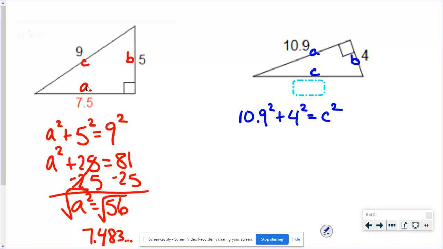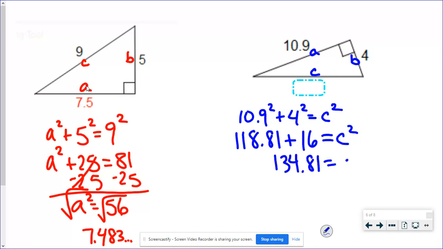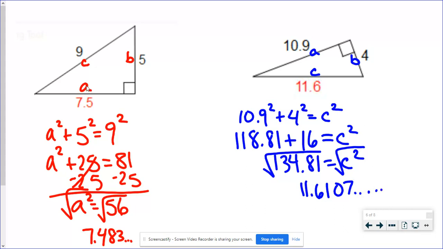10.9 squared, I don't have that one in my brain. That is 118.81. 4 squared is going to be 16. So just simplifying, I would have 134.81 equals C squared. And then I don't want C squared, I just want C. So I'm going to take the square root. So the square root of that answer is 11.6107. It's going to keep on going. That would round to be 11.6.